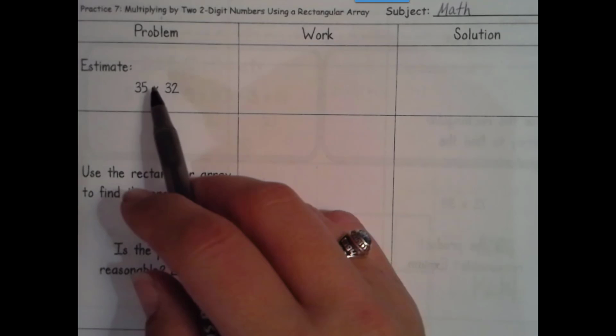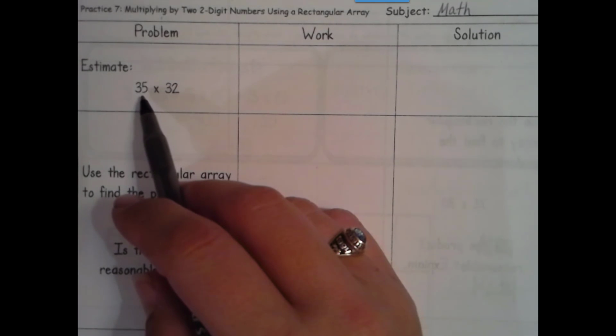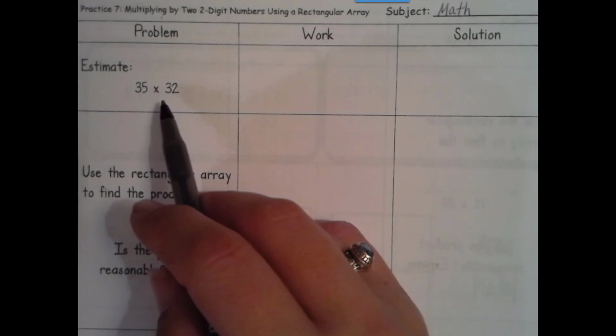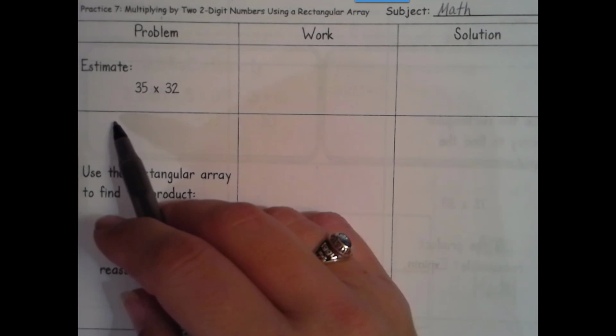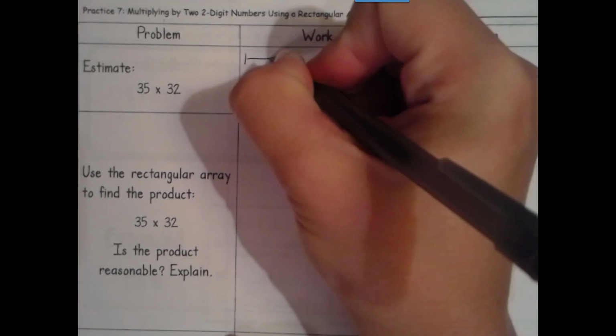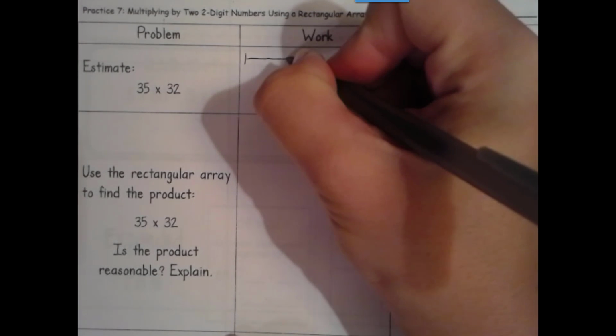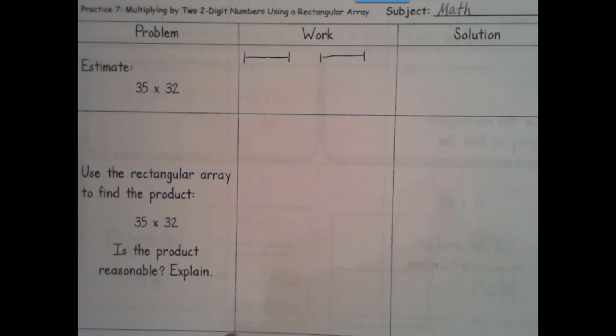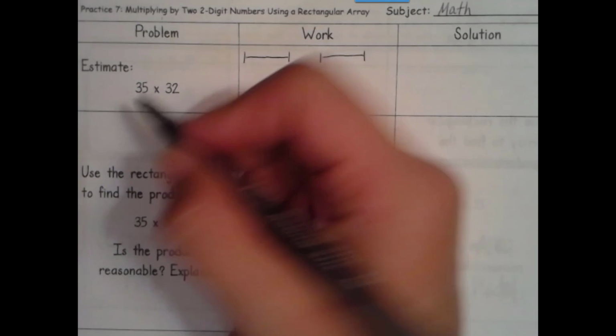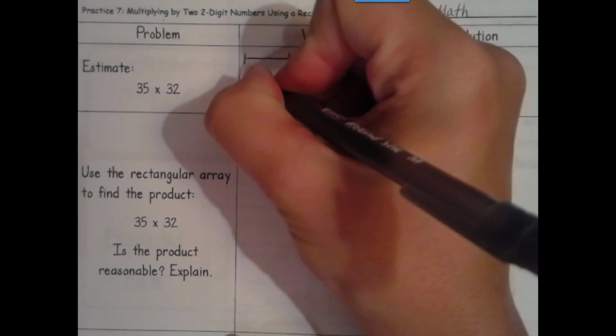So here I'm going to estimate. So I'm going to use compatible numbers, so that's either 25 or rounding. Neither of these is very close to 25, so I'm going to use rounding. So I round both of them to the largest place, which is the tens place. So here it's between 30 and 40, and here between 30 and 40. Our benchmark for both is 35.